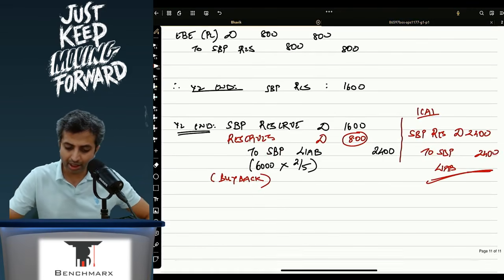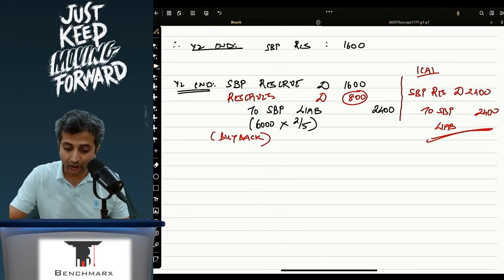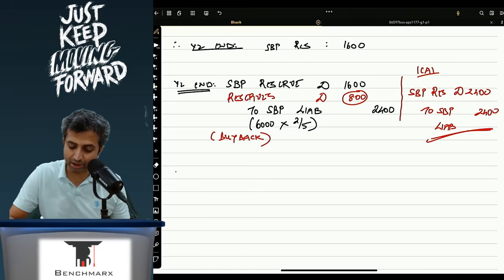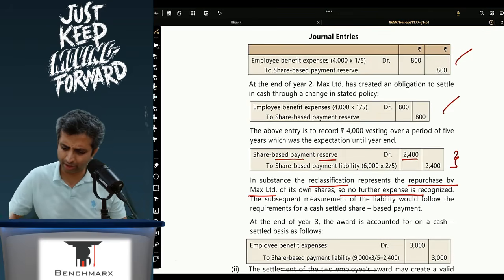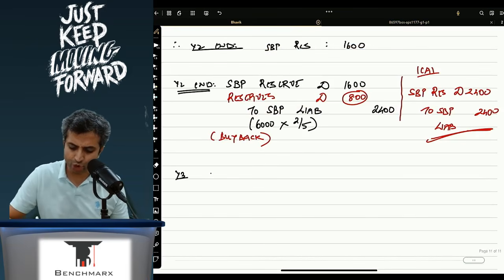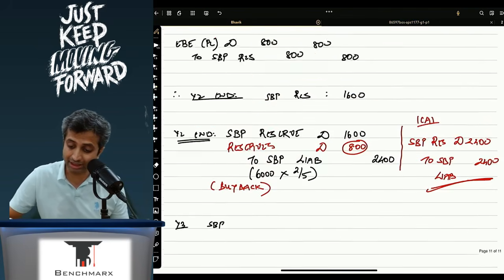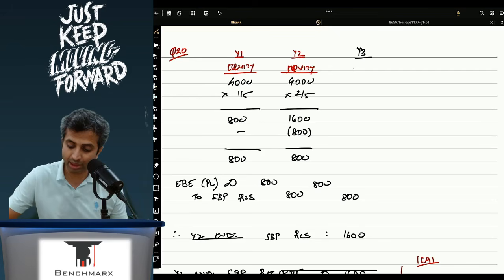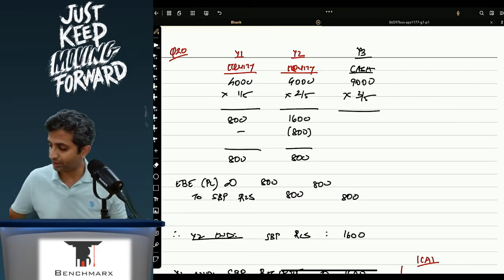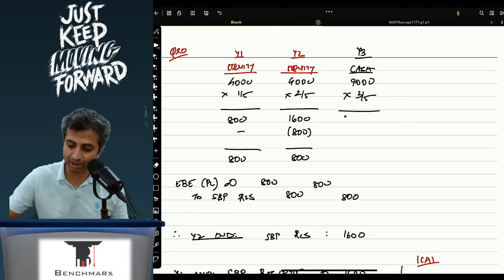Okay, now what is next? Now next, accounting is asked for 3 years. Now in year 3, your liability is, I think, what was it, 9,000 or something? What was it? I think it was 9,000. Yes. So your SBP liability now in year 3 becomes a cash plan. Now under the cash plan, the liability is 9,000 into 3 divided by 5, that comes to 5,400, less earlier recorded.